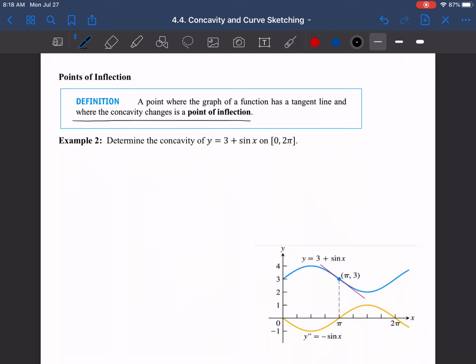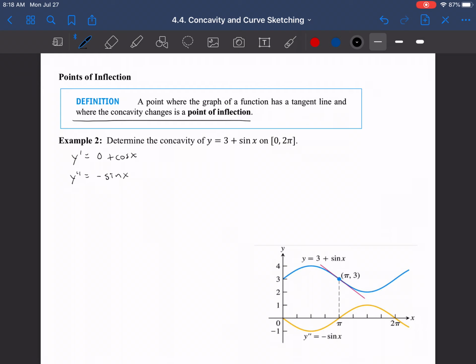First off, y prime, our first derivative. Well, the derivative of 3 is 0, and then the derivative of sine is cosine. So that's what we have. The second derivative is just the derivative of cosine, and that's negative sine x right there.